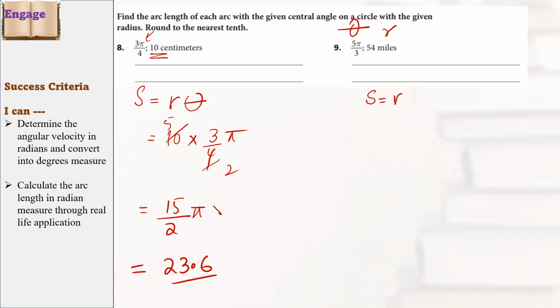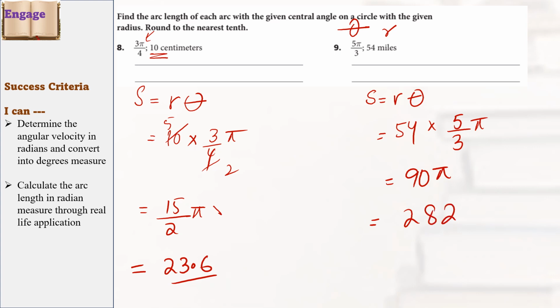So the formula is S equals r theta. In place of r we will write 54 and in place of theta we will write 5 over 3 pi. Write it in the calculator: 54 times 5 over 3 times pi, you will get 90 pi miles. But if you press S to D here, you will get 282.74, which means 282.7.